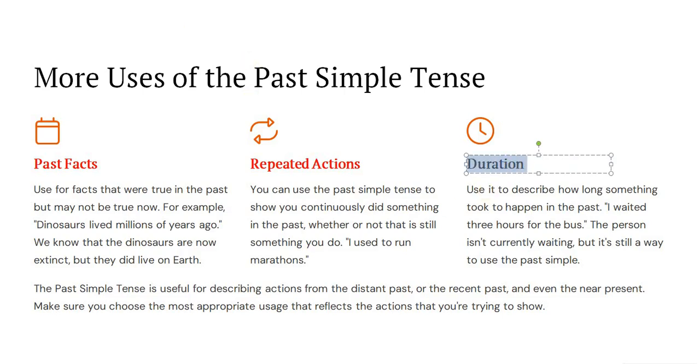Now, the past simple tense talks about duration also. Use it to describe how long something took to happen in the past. I waited 3 hours for the bus. The person isn't currently waiting, but it's still a way to use the past simple. The past simple tense is useful for describing actions from the distant past or the recent past, even the near present. Make sure you use the most appropriate usage that reflects the action you are trying to show.